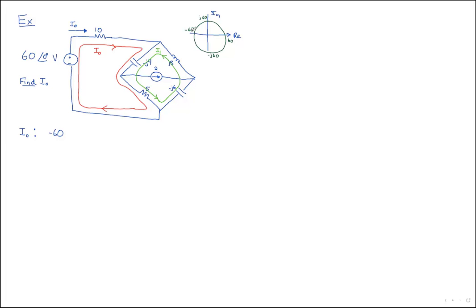And it's going to be at an angle of 0. So here's our angle of 0 degrees relative to our x-axis. And that just puts us at a real value of 60. So let's just write it as a real value of 60. So negative 60 plus the voltage across this 10 ohm resistor is going to be 10 times the current through it, which is just from our I naught mesh.